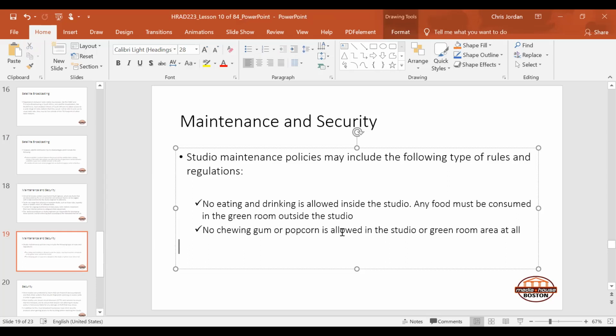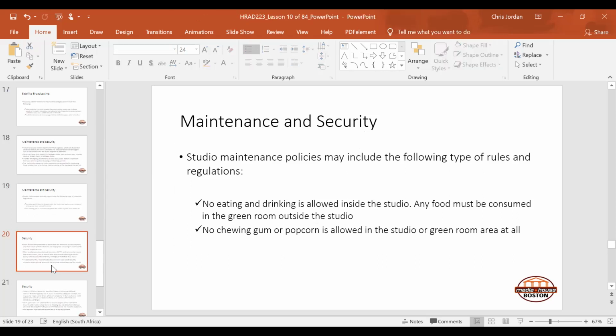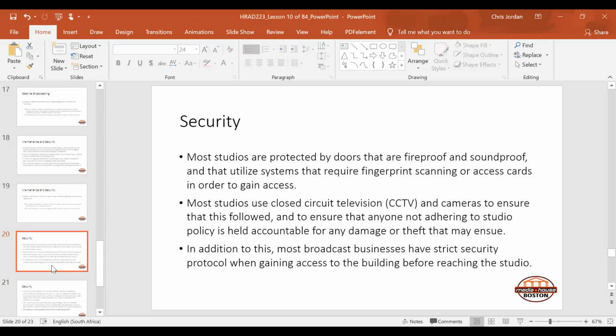Okay, so no chewing gum or popcorn is allowed. Popcorn's very specific. Not in the studio or the green room area at all. Okay. We're nearly done here.